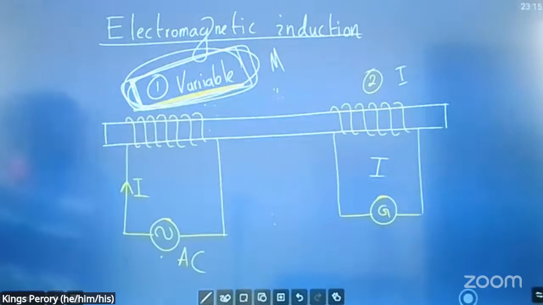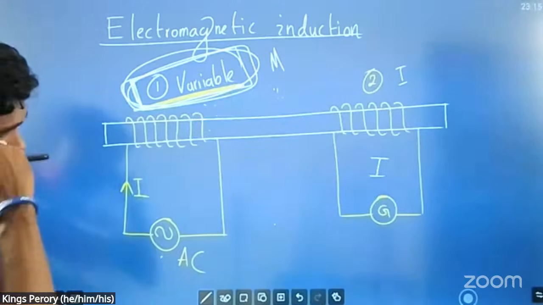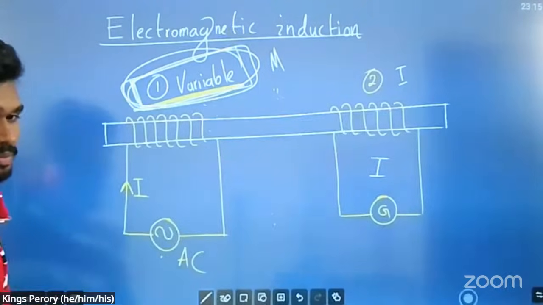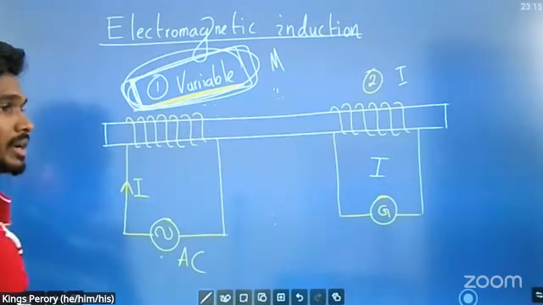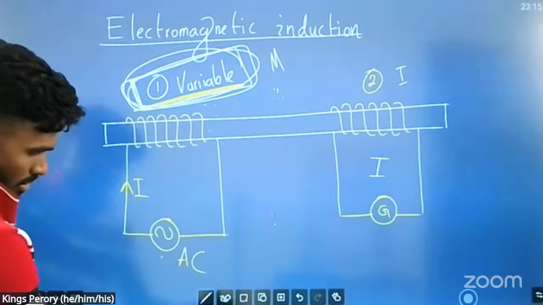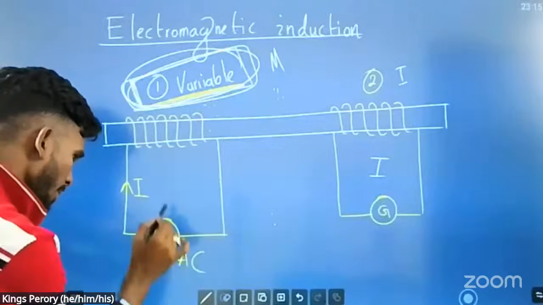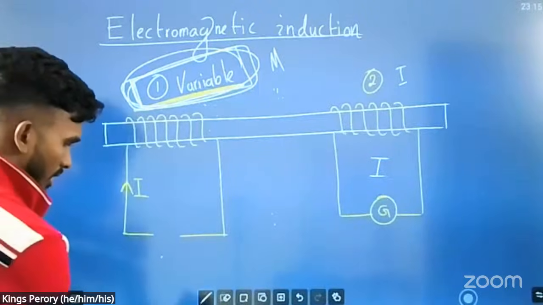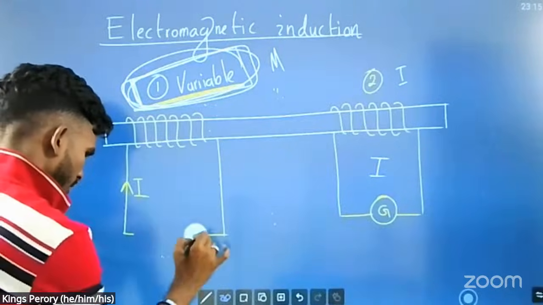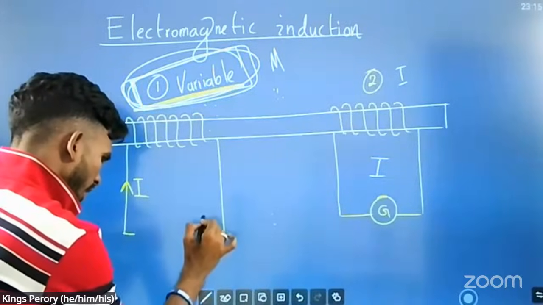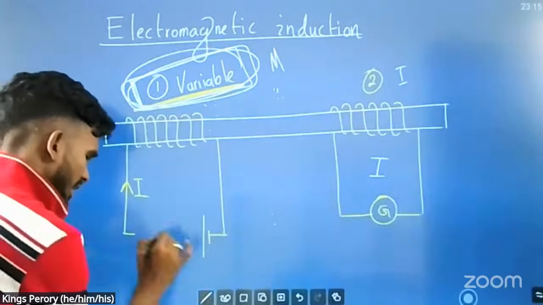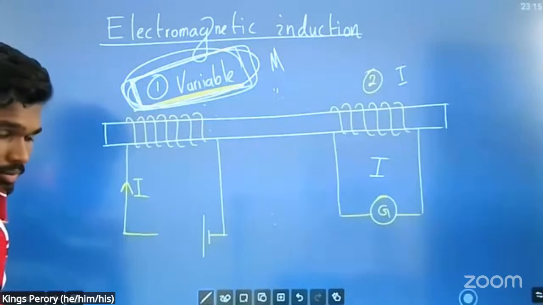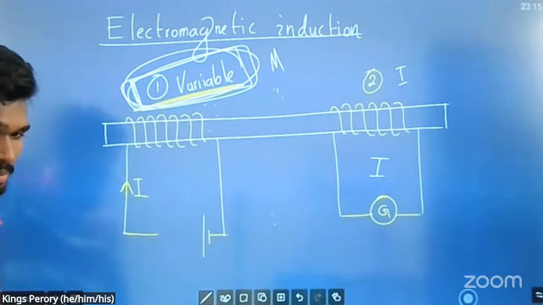Alright. You might ask me, sir, can't we do this with a battery? With an AC current source, you can simply do it. Can't we do the same thing with a battery? You can. But for that, using a battery, I should somehow try to give a variable current. Tell me how to create a variable current using a battery.